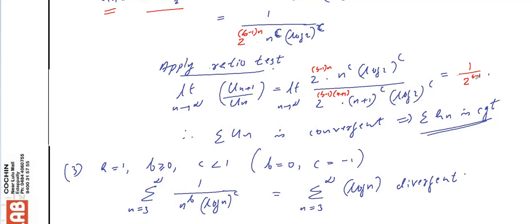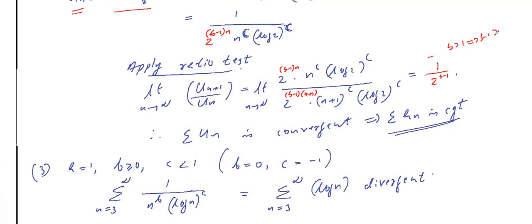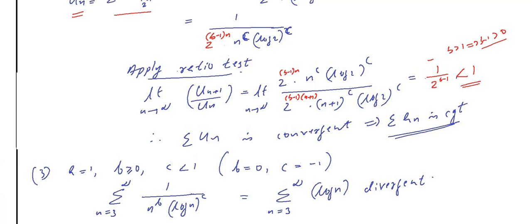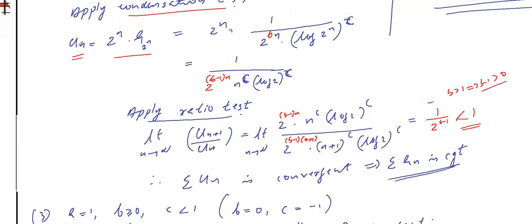Okay, the value of b is greater than 1, it's given, right? So b minus 1 is greater than 0. Since b minus 1 is greater than 0, this is always a quantity which is greater than 1. So this must be less than 1. So by the ratio test, sigma un is convergent. Since sigma un is convergent, the given series is also convergent by the condensation test.